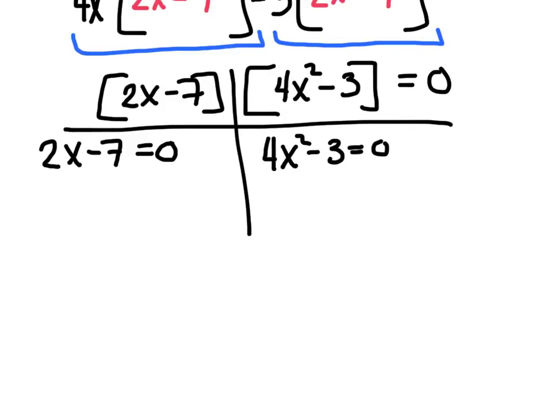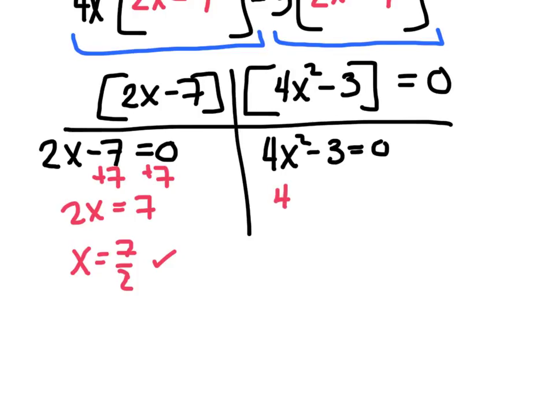Okay, so on the left side, I'm going to add 7. So I've got 2x equals 7, divide by 2, x equals 7 halves. There's one nice answer. Okay, on this side, I've got 4x squared. I'm going to add over the 3, so equals 3. My goal is to get that x squared by itself, so I'm going to divide by 4. So now I've got x squared equals 3/4.